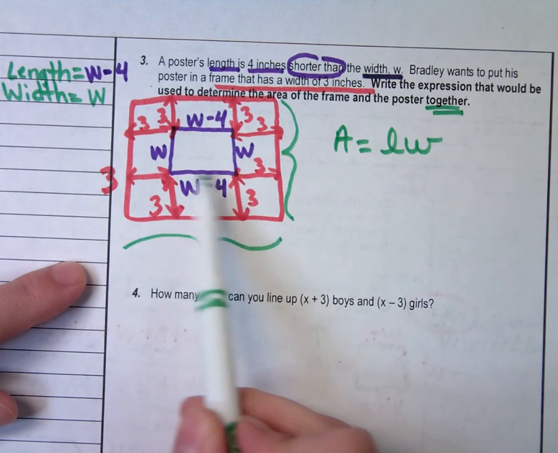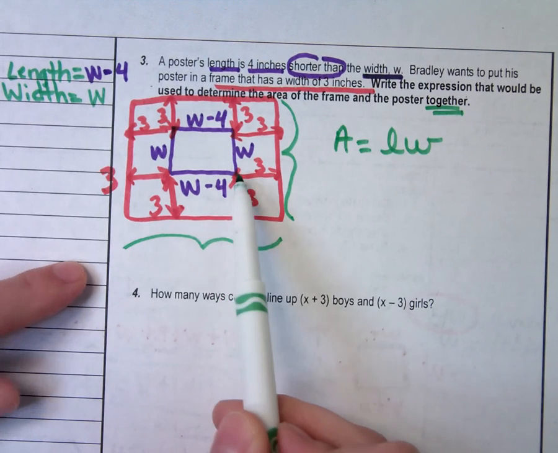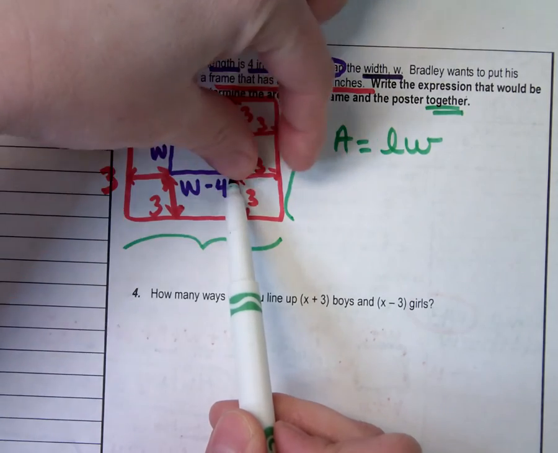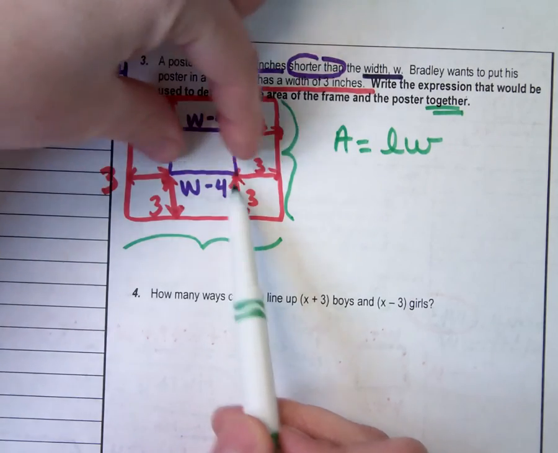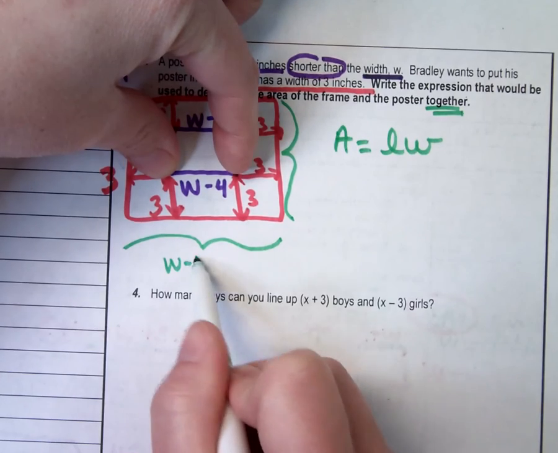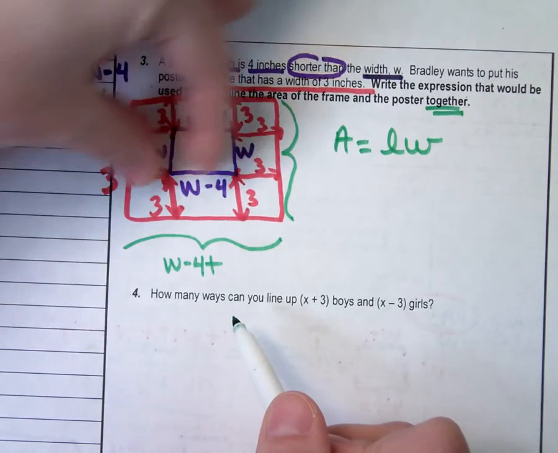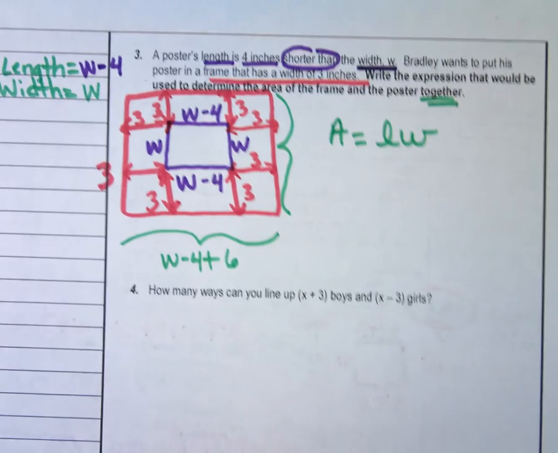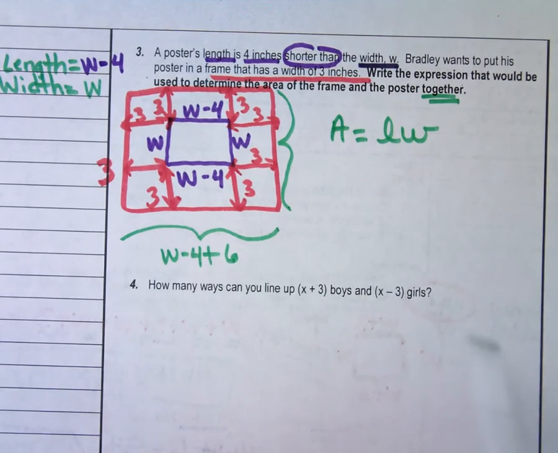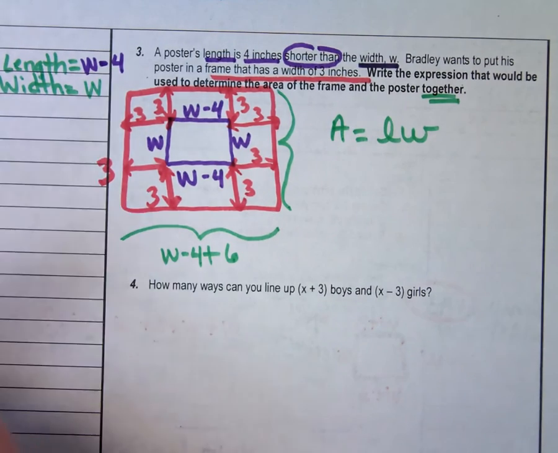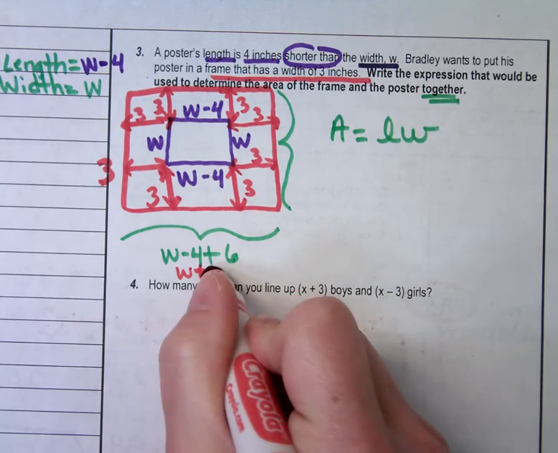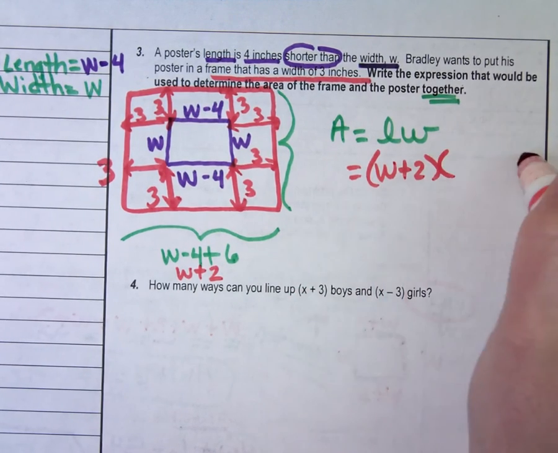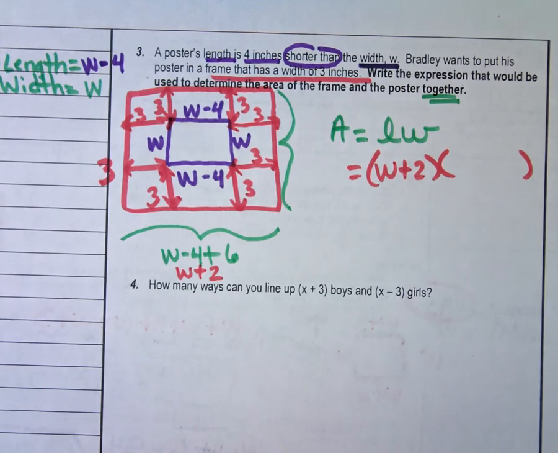I know this piece is W minus 4, and I know that this piece is 3, and this piece is 3. So what does the 3 plus the 3 give you? 6. So I would have the W minus 4 plus another 6. That 3 and that 3 making 6. Okay, well let's combine this. What do you get if you combine the negative 4 and positive 6? W plus 2. So that's my length. Let me go ahead and put that up there where my L is. Now I just need to figure out my width.